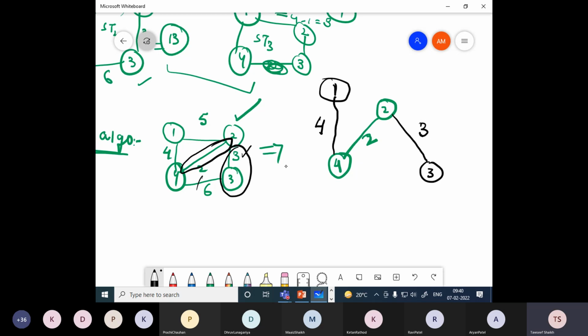Okay. So this became a tree, meaning there is no closed path, there is no cycle inside the subgraph. The total number of vertices is 4. The total number of edges inside this graph is vertices minus 1, 4 minus 1, that's 3. And the total cost will be 4 plus 2 plus 3, that's equal to 9. And this is the principle of Prim's algorithm. This is how Prim's algorithm works.